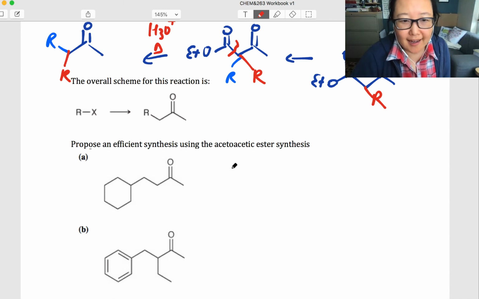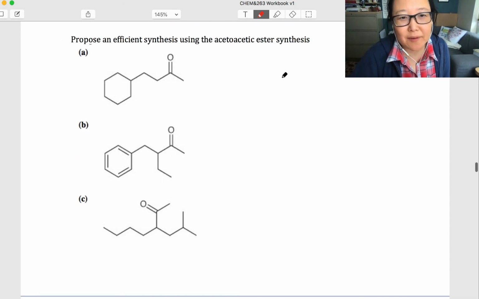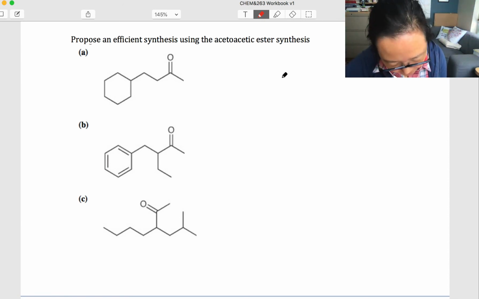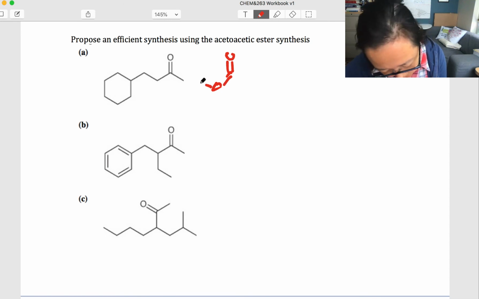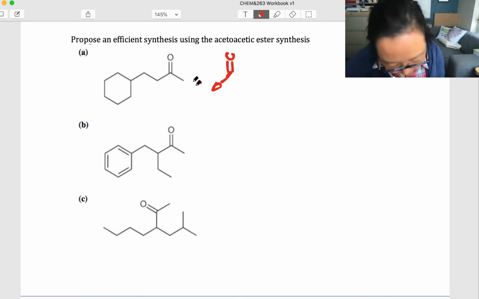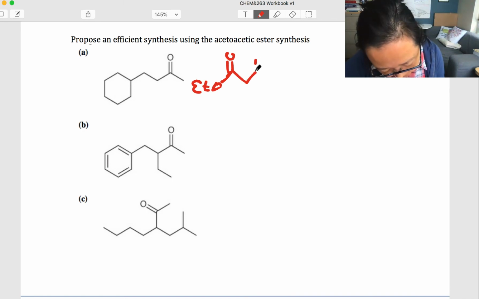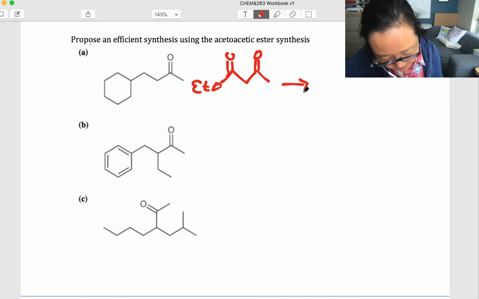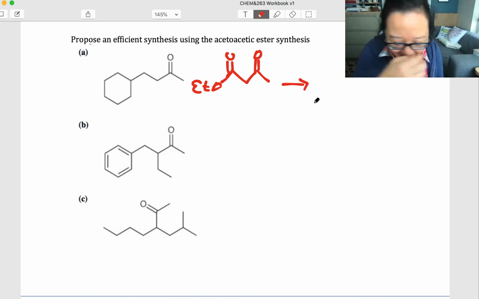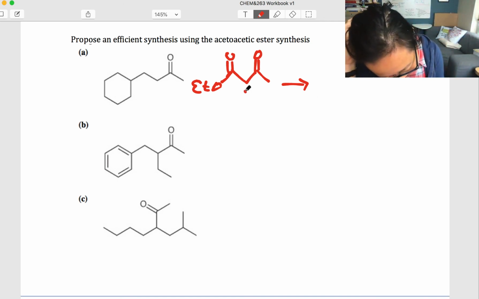Okay? All right, so let's try one of these together and then try the rest for yourself. So for this one, we're going to start with ethyl acetoacetate. We usually use the ethyl ester. I don't know why. We could use a methyl ester, but we just use that the most. Maybe because ethanol is very common. I don't know.